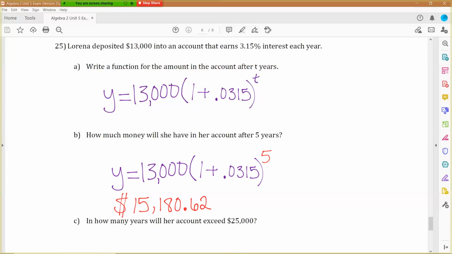Questions on this one? I'm going to have to scroll up to get to part C, so give me just a second. I'm going to copy that.